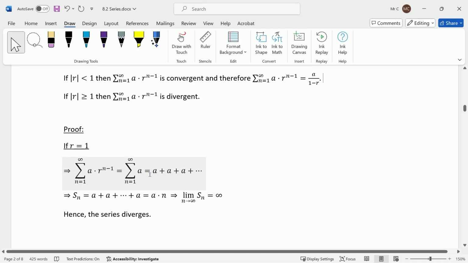So if r equals 1, this is really just the sum of a from 1 to infinity, which is a plus a plus a plus a. And we've already seen something like that. That partial sum looks like a times n. And so the limit of that partial sum is obviously infinity, and the series diverges.